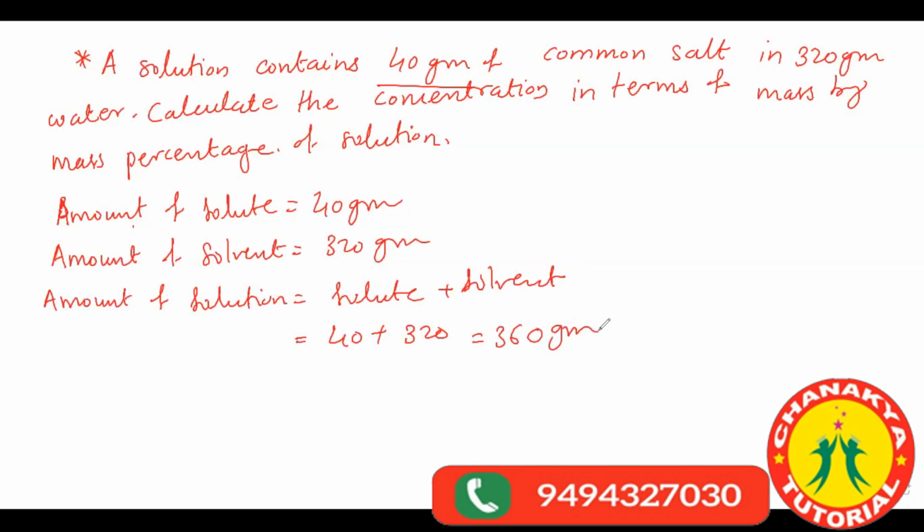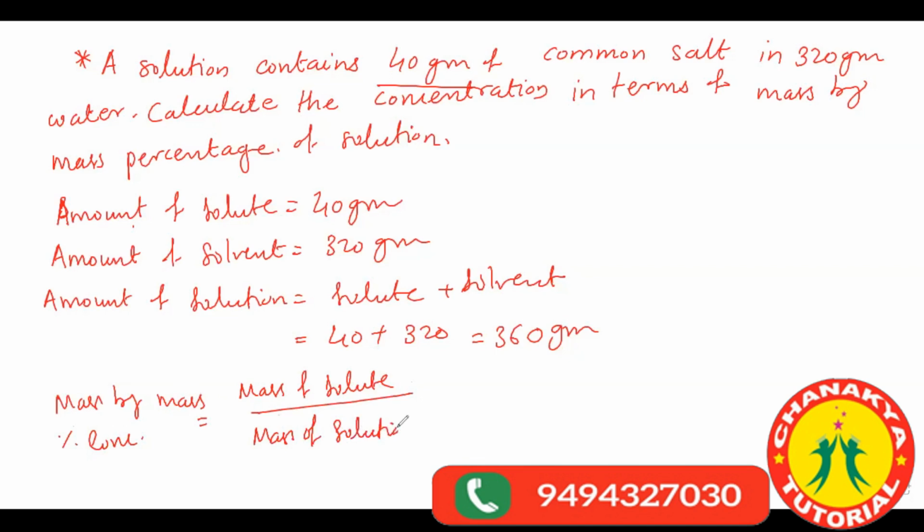The formula density equals mass upon volume need not be used. You have the formula: mass by mass percentage concentration is equal to mass of solute by mass of solution, into 100. Do not get confused; most students write mass of solvent here, which should not happen. Now put the values: mass of solute is 40, mass of solution is 360, multiplied by 100.